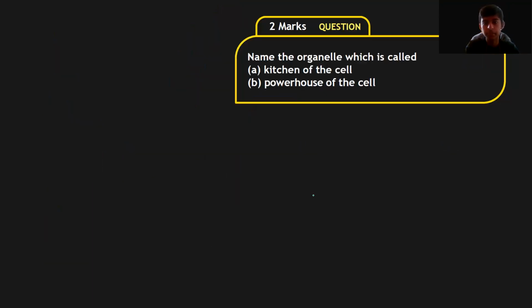Prokaryotic, eukaryotic. Next question: name the organelle which is called the kitchen of the cell. Now, let's try to understand kitchen. What do we do in the kitchen? We make food.